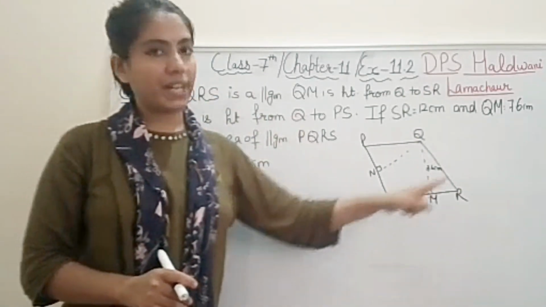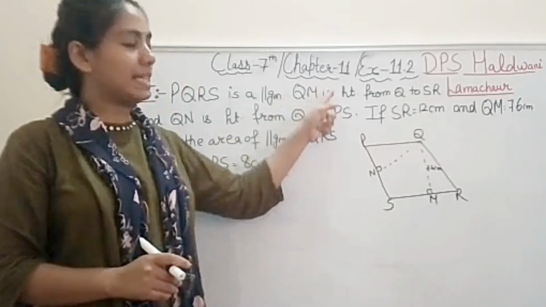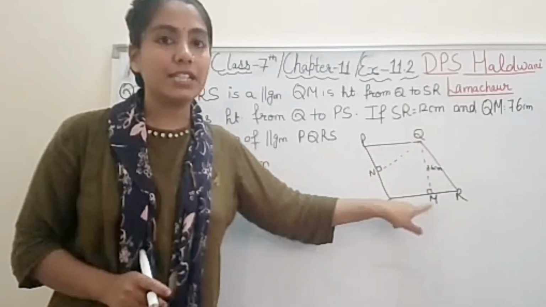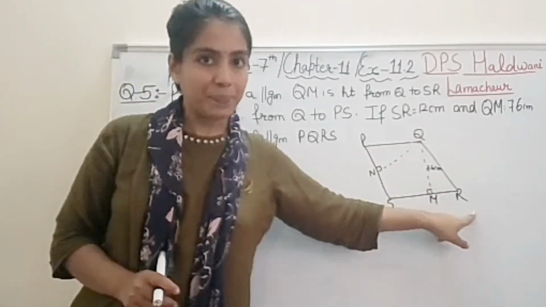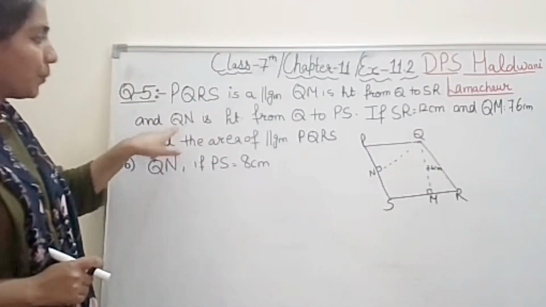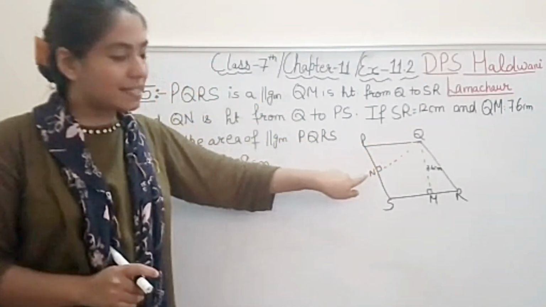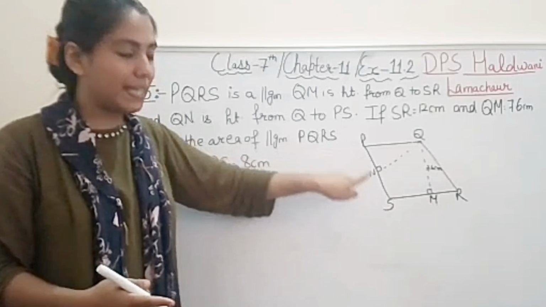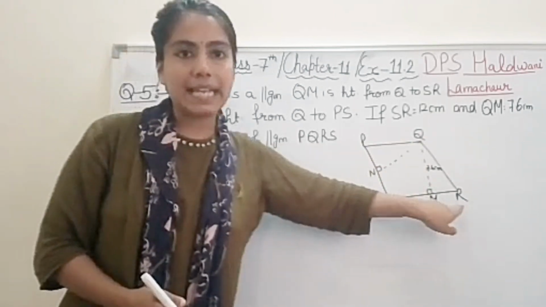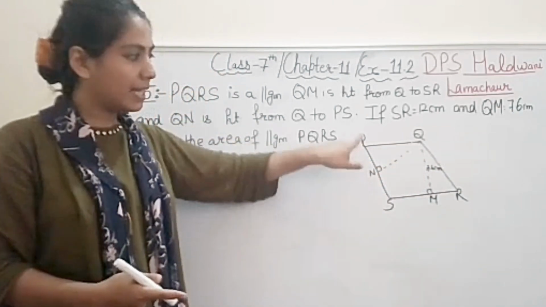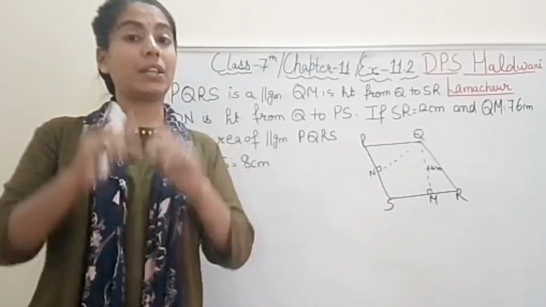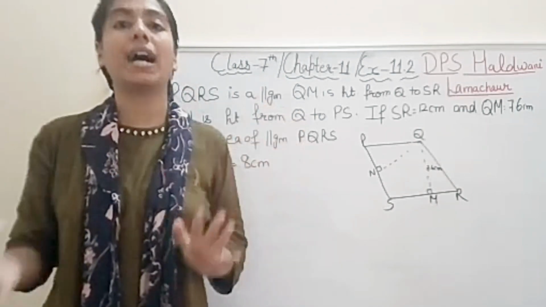PQRS is a parallelogram. QM is height. This QM is height, and this height is for base SR. This is the same, it is written over here. And QN is a height on the base PS. Right, student? It means for this height the base is SR, and for this height the base is PS. You need to understand what the base is for a particular height.